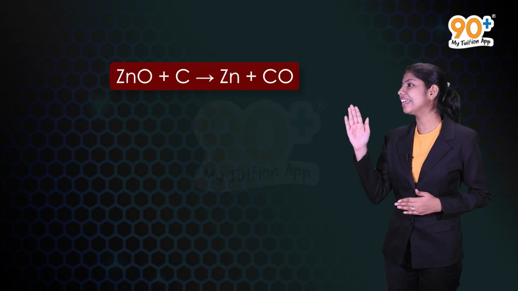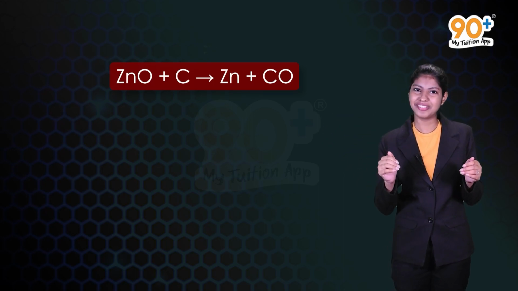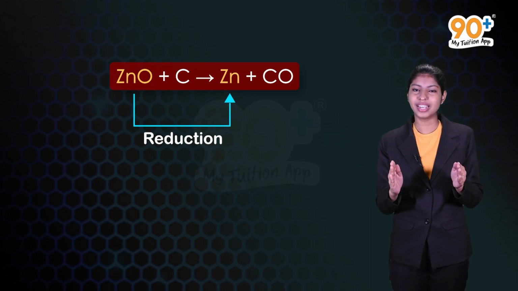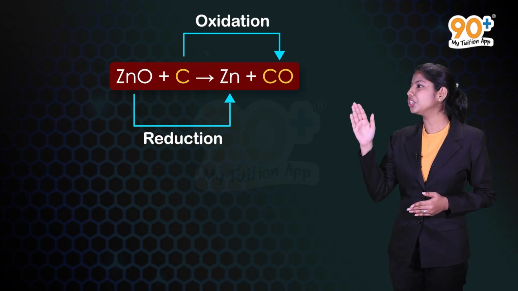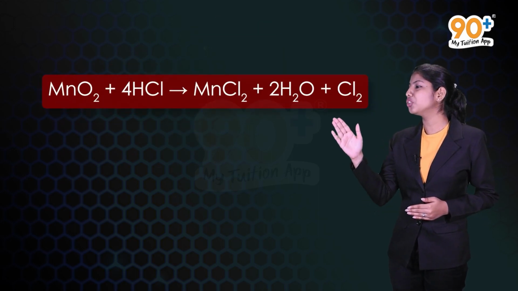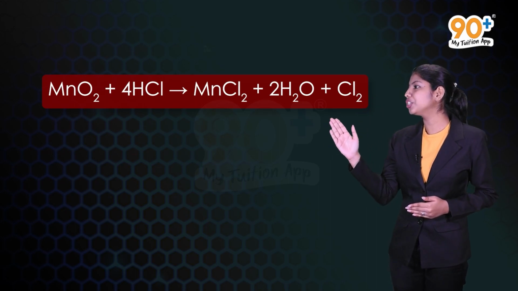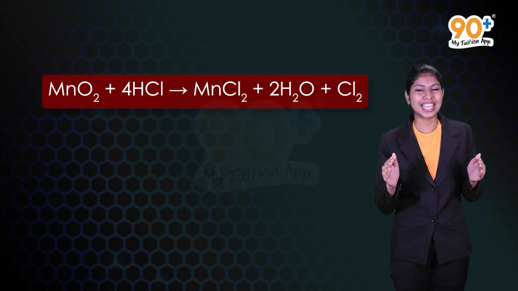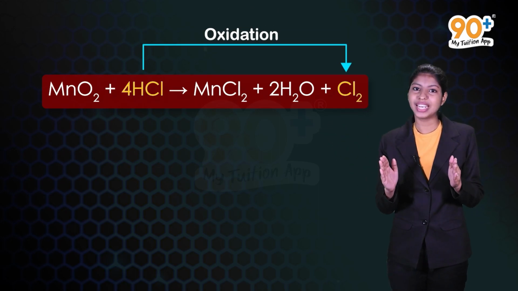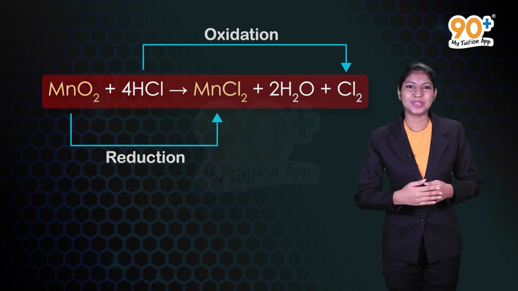First one is ZnO plus C gives Zn plus CO. Here we can see ZnO is reduced into Zn, whereas C is oxidized into CO. And the second reaction is MnO2 plus 4HCl gives MnCl2 plus 2H2O plus Cl2. Here we can see HCl is oxidized into chlorine, whereas MnO2 is reduced into MnCl2.